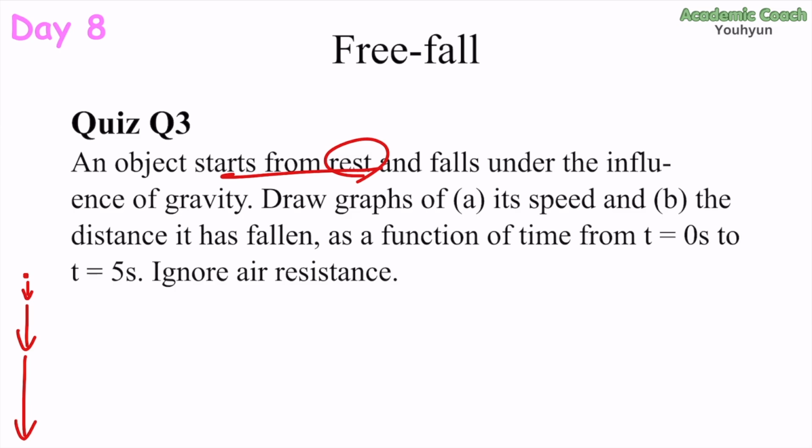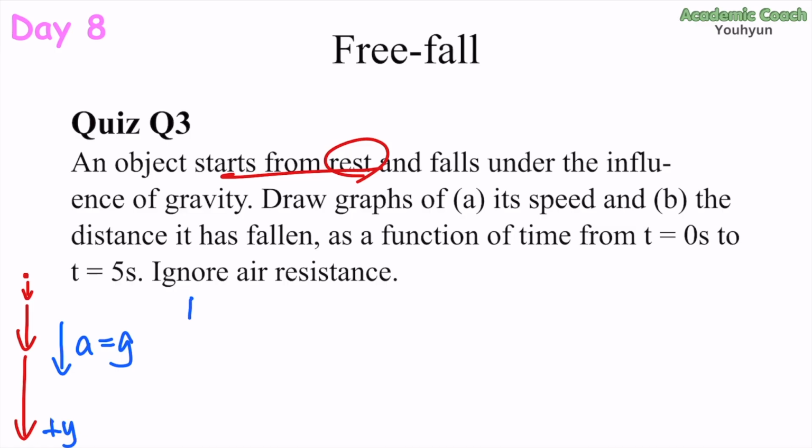So first off, let's determine which direction to take as positive direction. Since the object only moves downward, and its velocity vector all points downward, other than the initial velocity, which is zero. And it experiences gravitational acceleration, which also points downward the whole period of time. So it will be reasonable to take downward as positive direction. So acceleration is positive g.